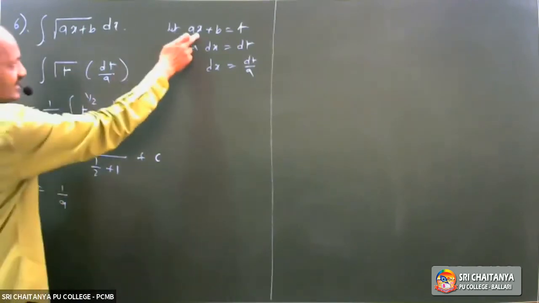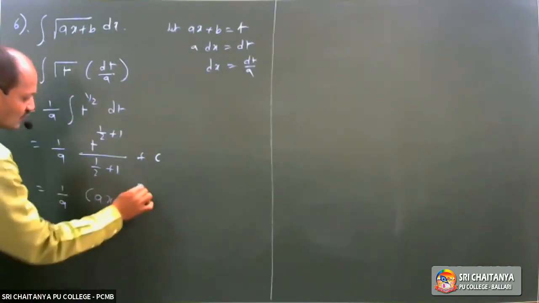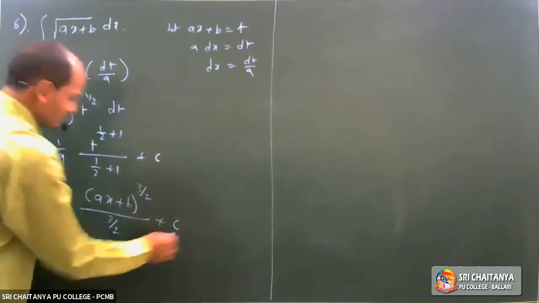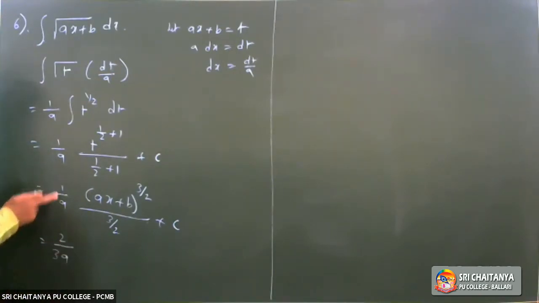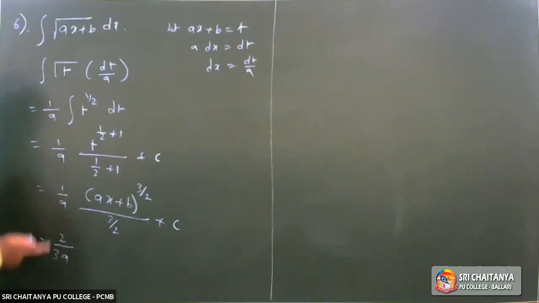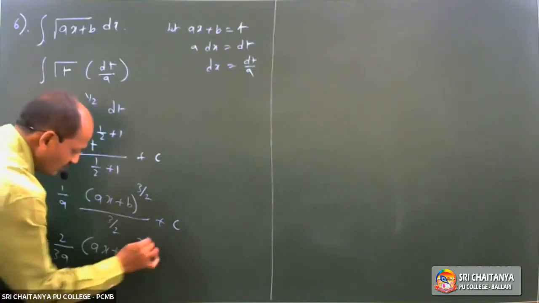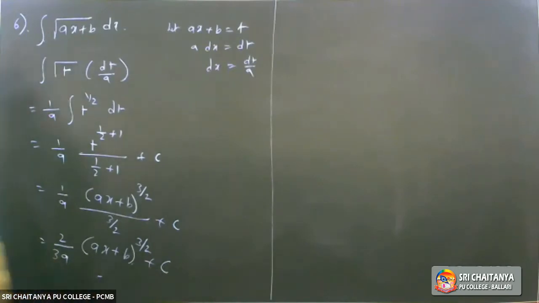What about t? It is ax plus b. Ax plus b whole power 3 by 2 divided by 3 by 2, plus c. Or it is 2 divided by 3a, 1 by a divided by 3 by 2. It is 2 divided by 3a into ax plus b whole power 3 by 2 plus c. Next, seventh question.